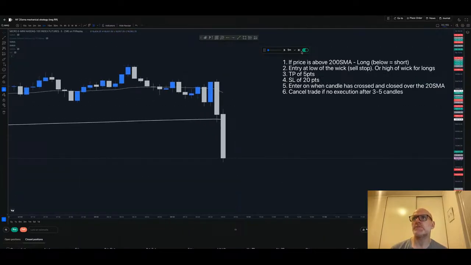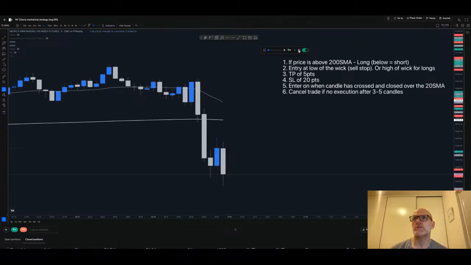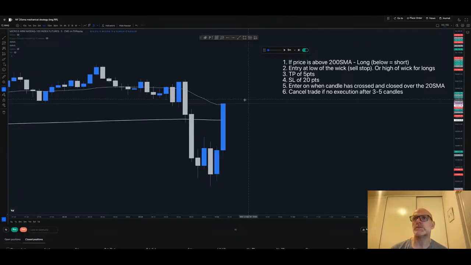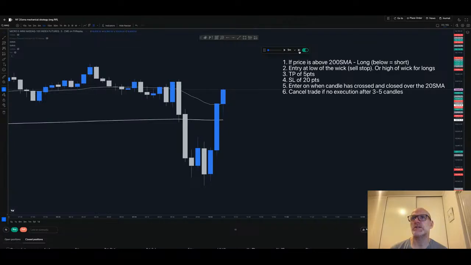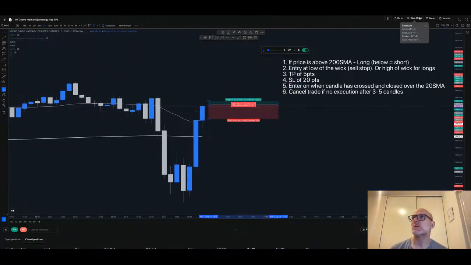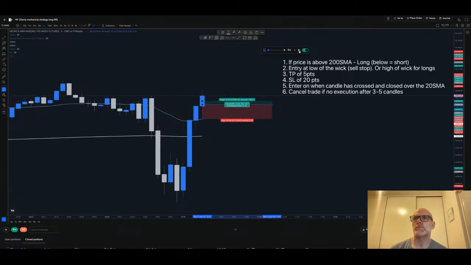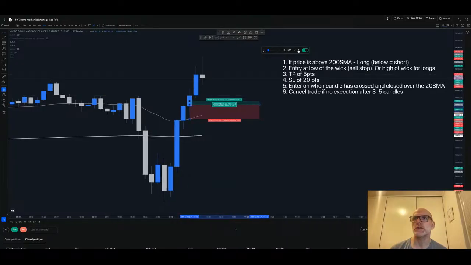Still trading above. Sorry, still the 20 SMA is still above. Again, that's a really, really tight close. I'm not going to take it. It would have been a winner, but that's fine. That's a close above, so I'll take that one. It's a much more convincing close. That's a win. Let's see if we can get another one today.